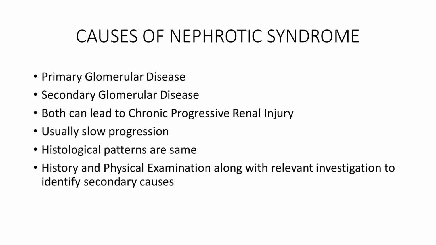Now, what are the causes of nephrotic syndrome? Basically, you can divide it into two basic types: primary glomerular disease, यानी कि और body system में कोई problem नहीं है. It is primarily a glomerular lesion, which is called primary glomerular disease, and the secondary glomerular disease. Glomerular disease occurring because of other associated diseases is called secondary glomerular disease. Both can lead to chronic progressive renal injury, but the progression is usually slow.